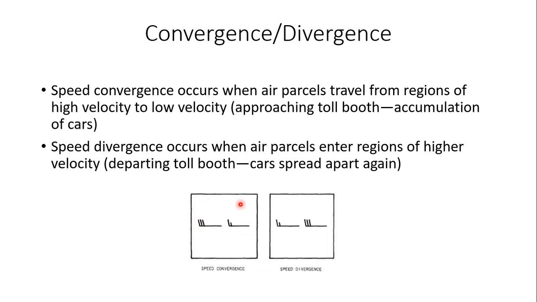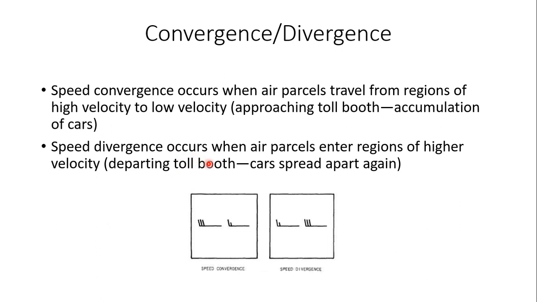Here's an example of speed convergence in this left-hand block. If this is the point I'm analyzing where the red dot is, I have a westerly wind at 15 knots, and then I have a westerly wind at 30 knots. So I've got much faster wind speeds here, blowing into slower wind speeds at this point. So right in the middle there, I have speed convergence.